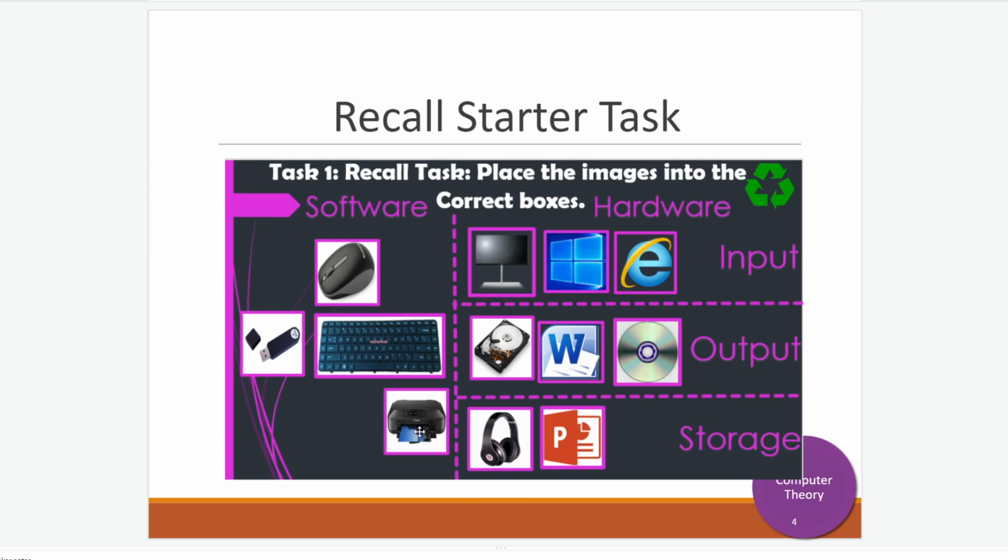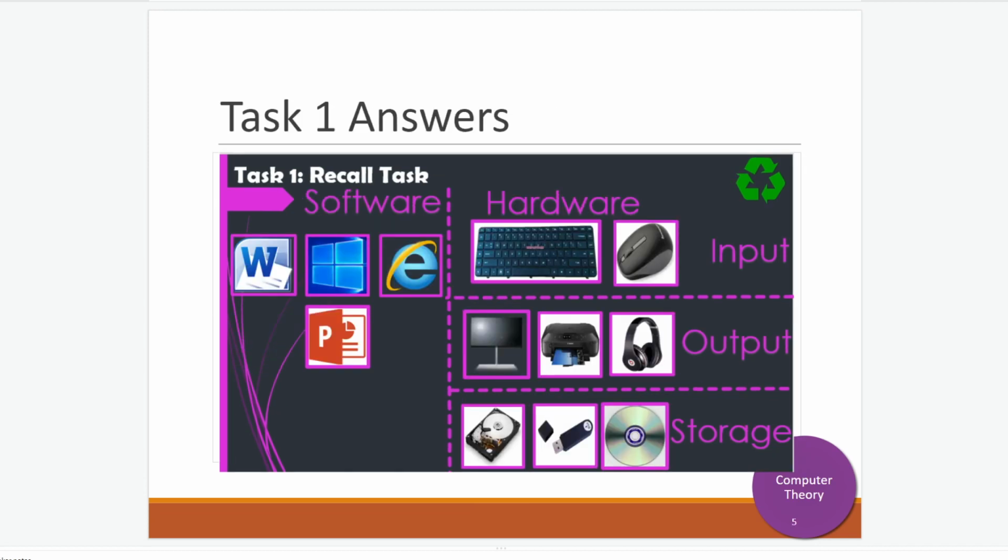So inputs lets us take information from the outside world and put it in, i.e. type it on something, or a microphone lets us put our voice into a recording like I am doing now. An output, like a printer, lets us take information out, and obviously storage lets us hold information for later use. So what I need you to do now is pause the video and please do this task for me now. Thank you for doing that so quickly.